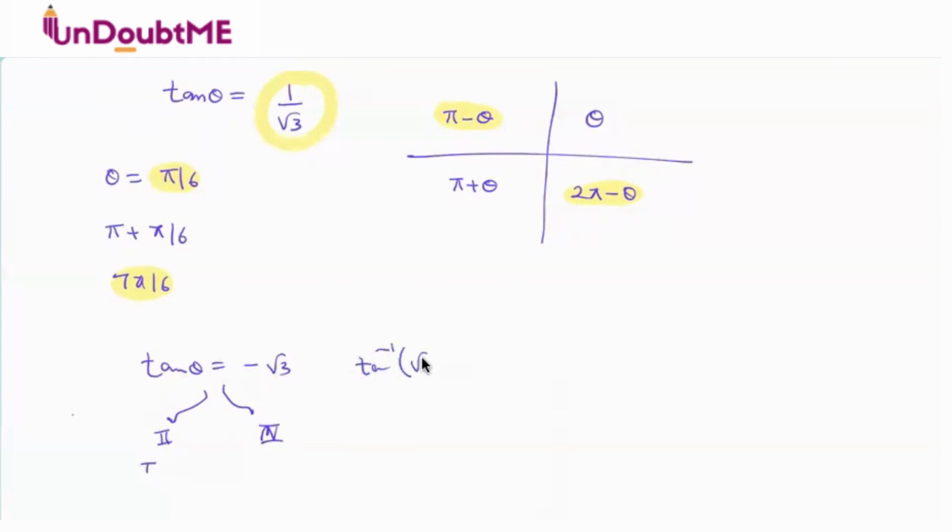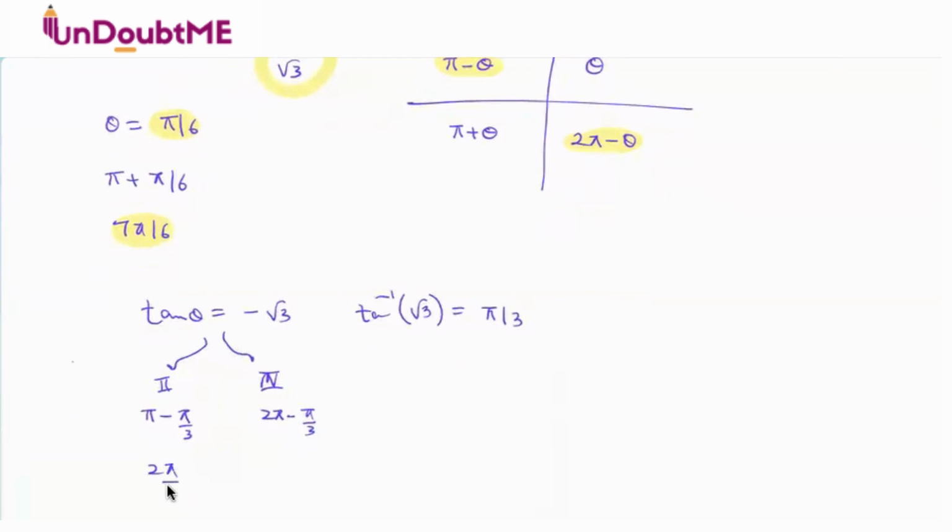So you'll do tan inverse of root 3 in your calculator, and that will give you pi by 3. Now, the second quadrant is pi minus pi by 3, and the fourth quadrant is 2 pi minus pi by 3, and then 2 pi by 3 and 5 pi by 3 are the answers.